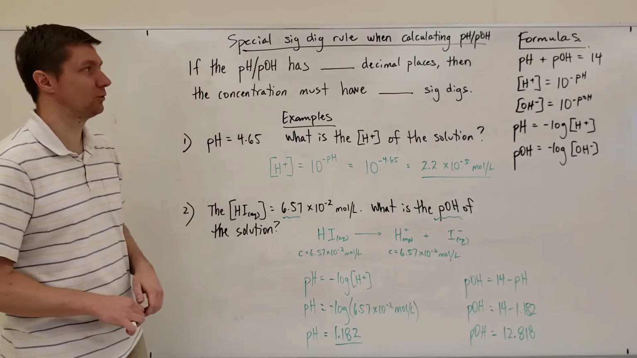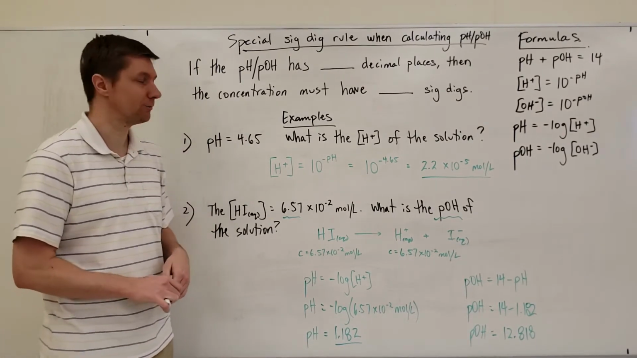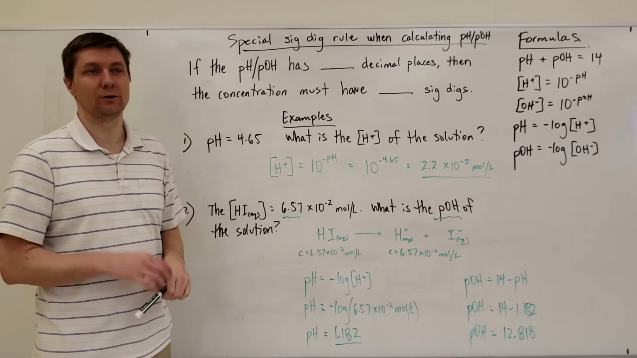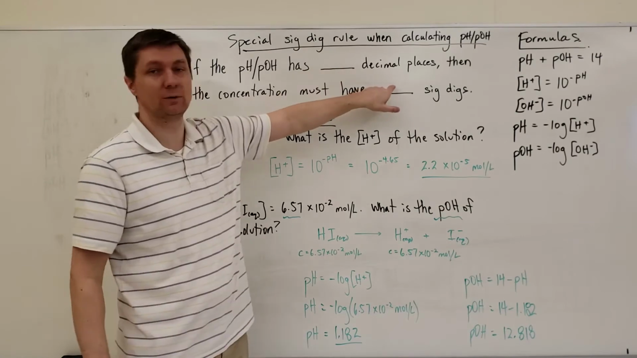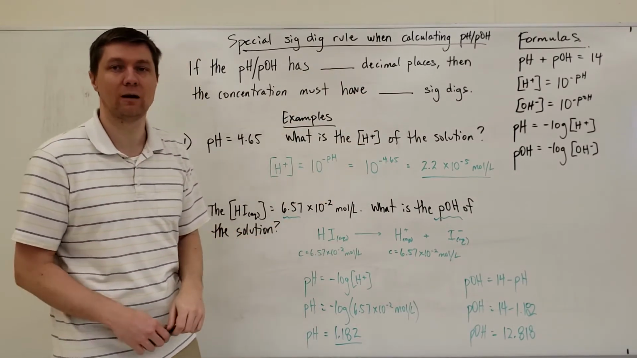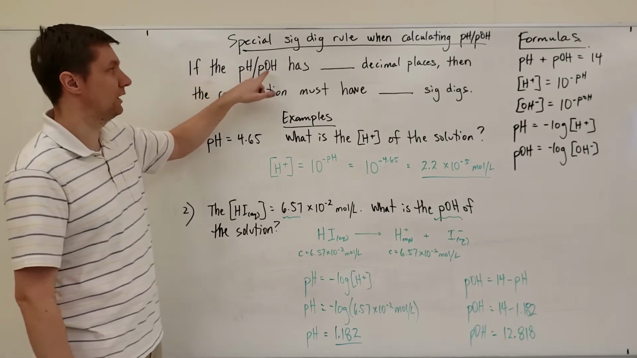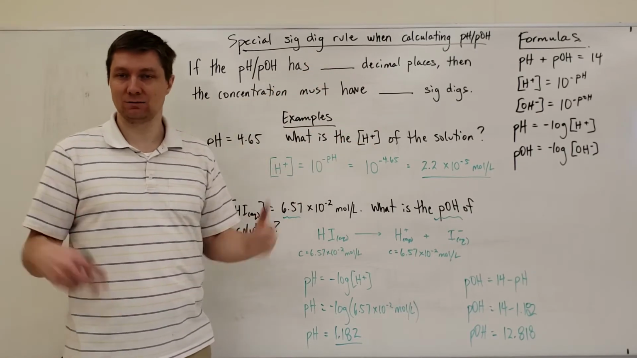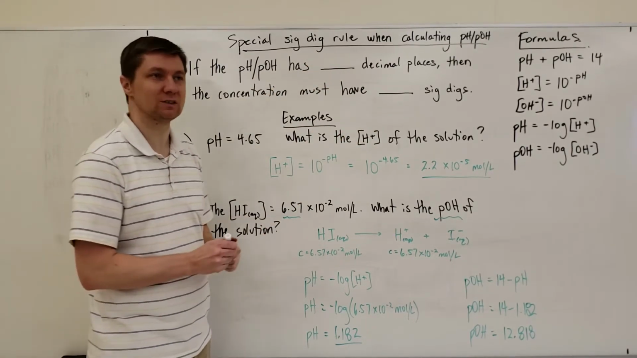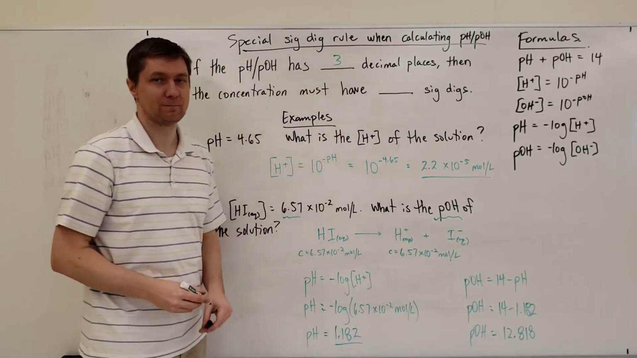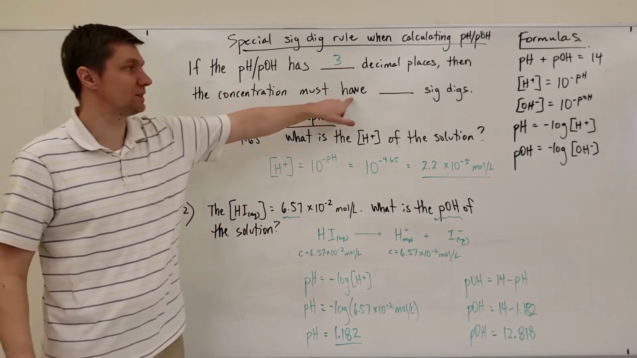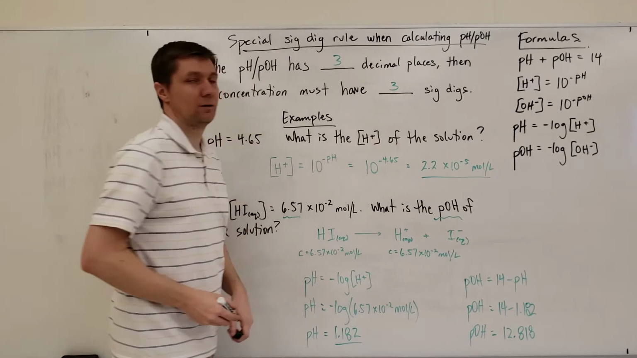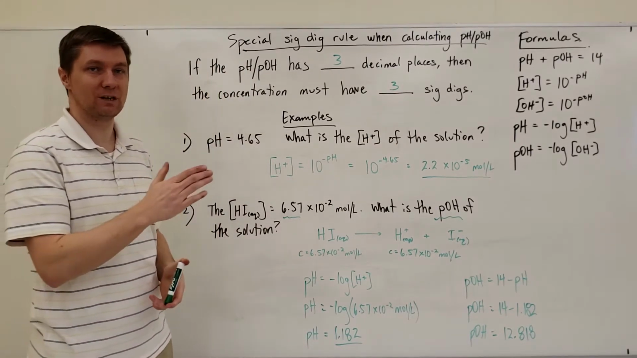So here's the special sig-dig rule that you need to know when calculating pH and pOH, especially in Chem 20, and it's this. I've got this statement here, and I would write this statement down in your notes. Whatever number goes in this blank must go in this blank, and that's how you can figure out how to do the rounding of your numbers. So if you have a pH or a pOH that's given to you in the question that has X decimal places, let's say for the purposes of this example, it has 3 decimal places, then the concentration must have 3, but not decimal places, it must have 3 sig-digs.